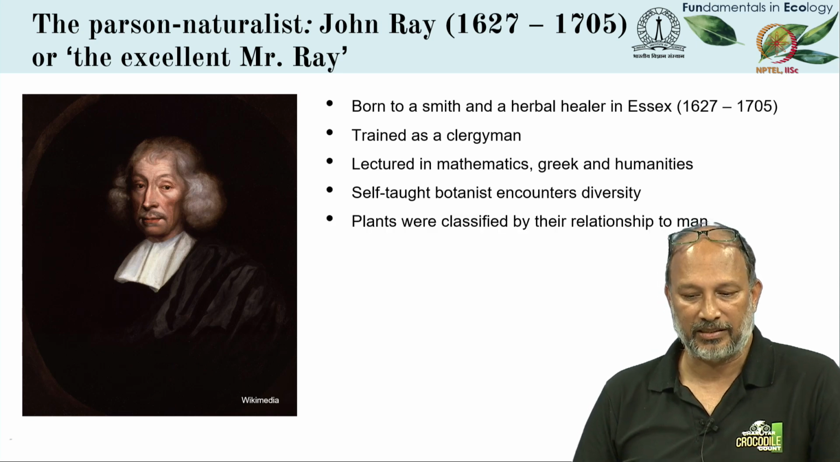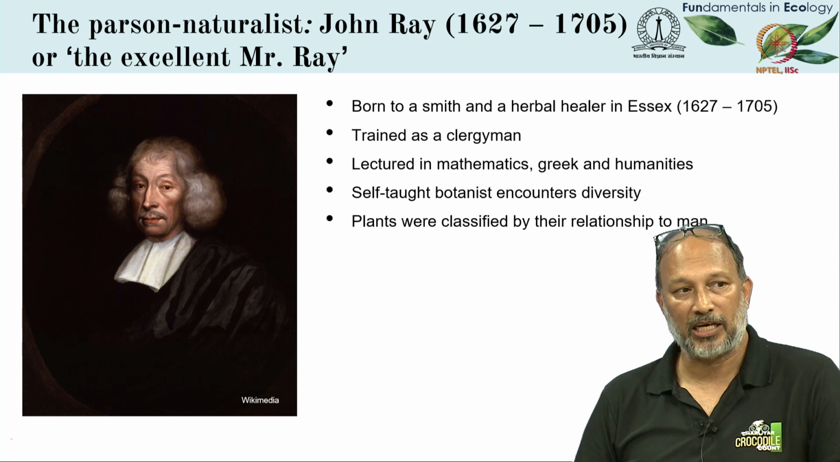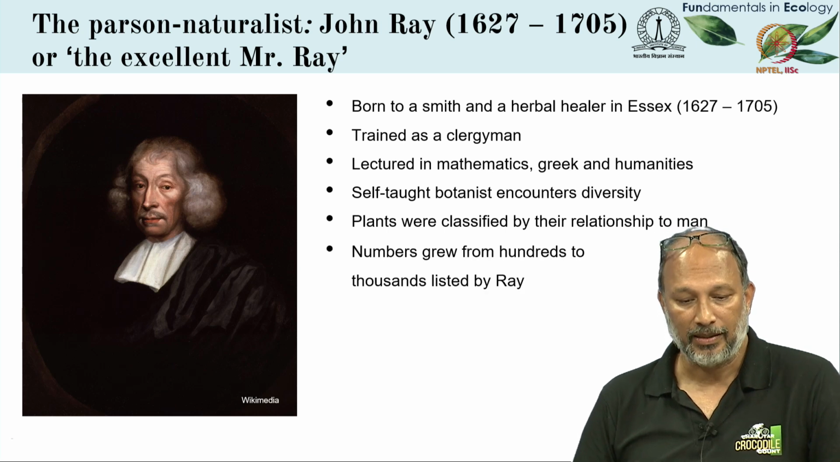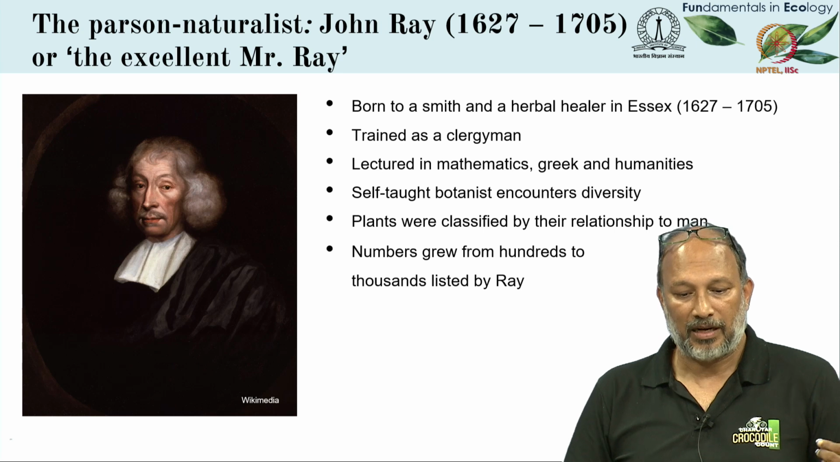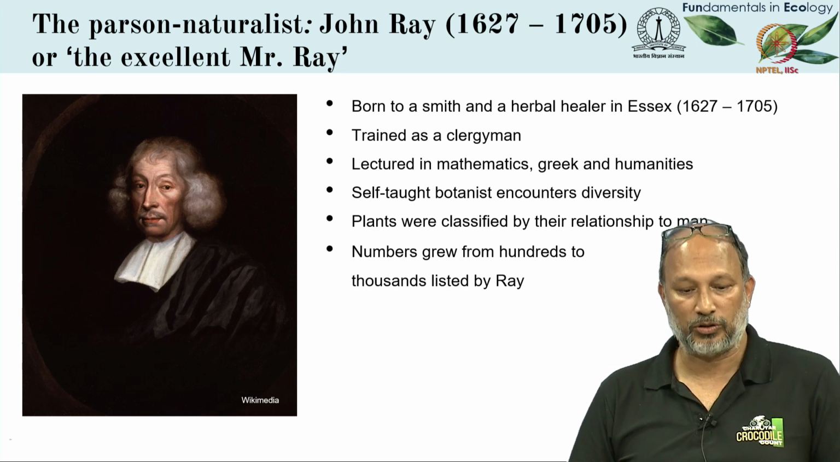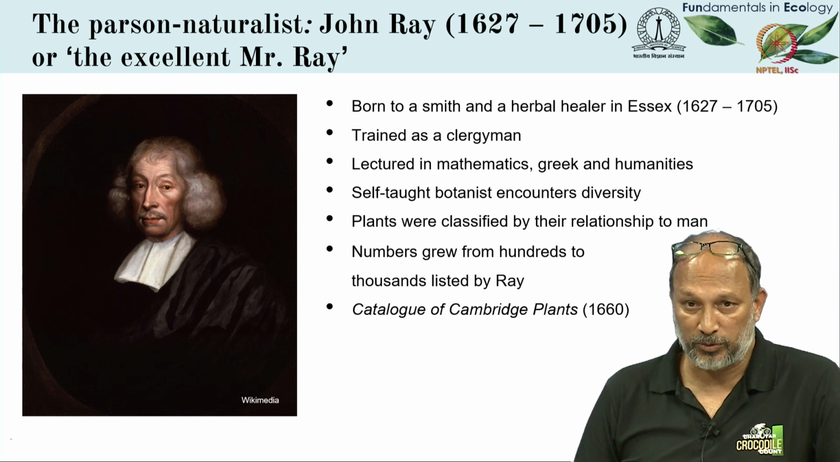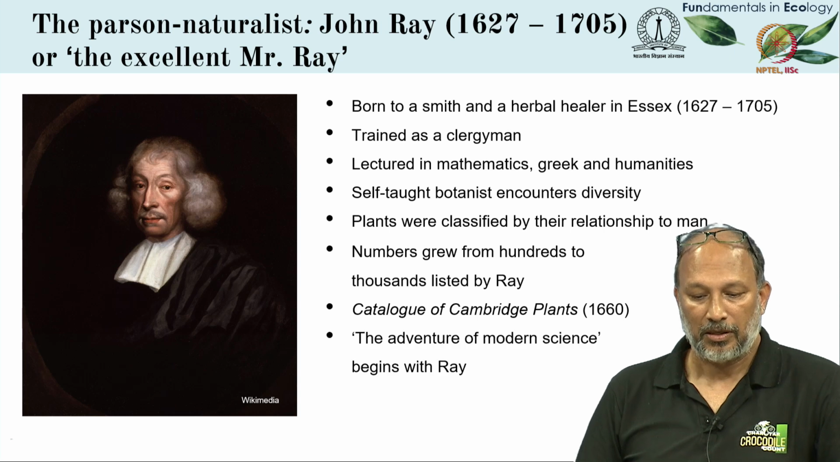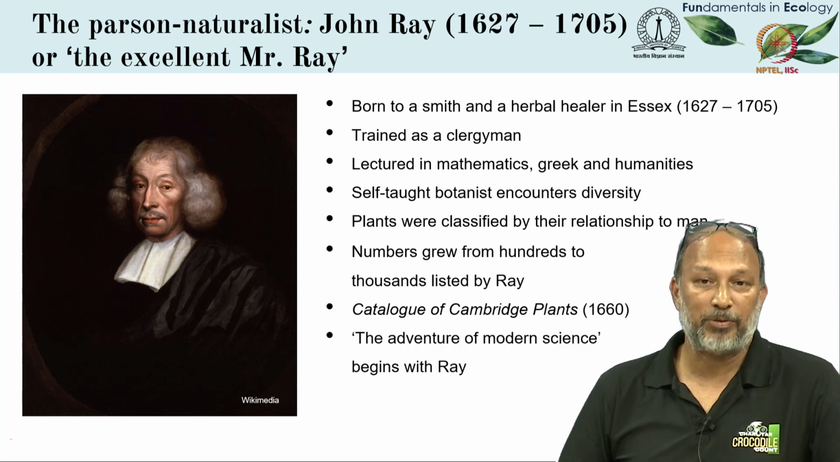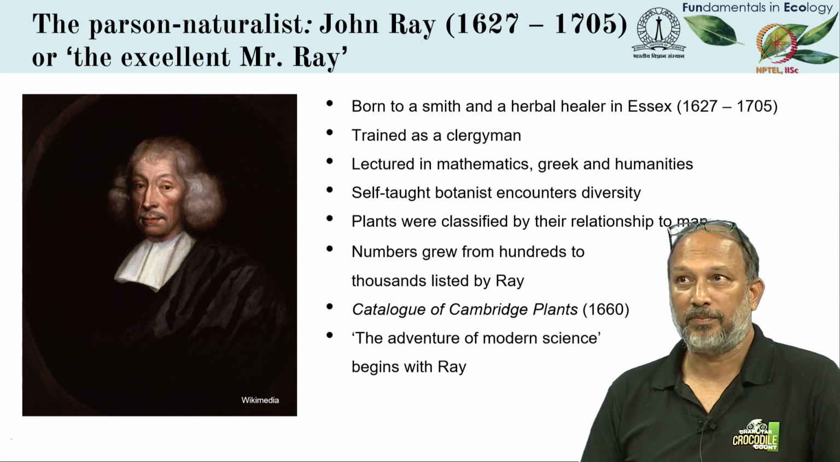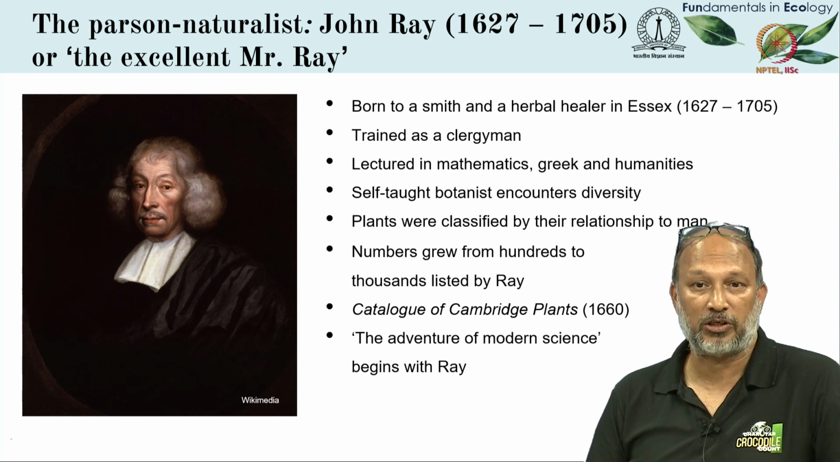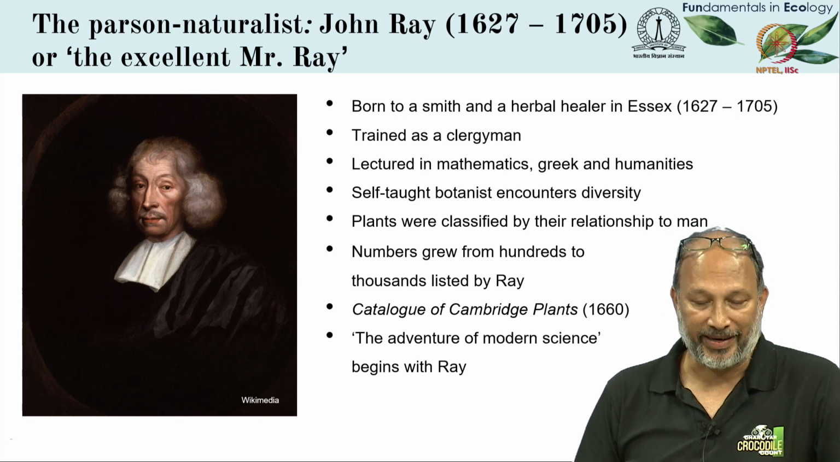catalog the different varieties. As I mentioned, plants were classified on the basis of their relationship to man, but as he started to categorize them, the numbers grew from hundreds to thousands. And he wrote this book, The Catalogue of Cambridge Plants, and many people say the adventure of modern science, or the objective, what we call scientific today, description of nature begins with Ray.